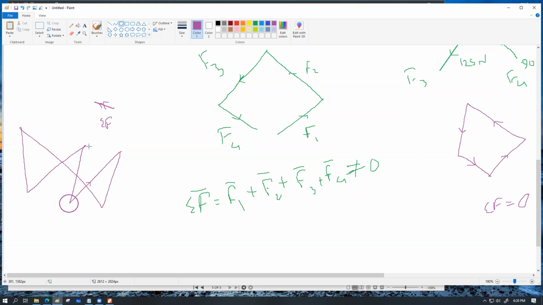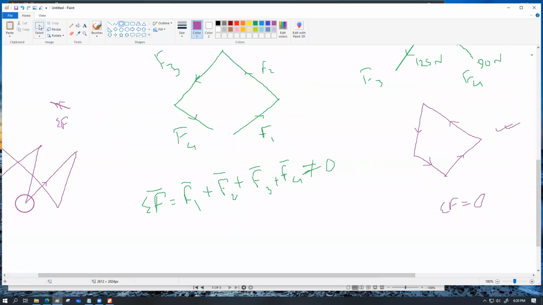Sir, yes sir, will the order matter? I mean, the order won't matter. If I take this out and place it over here, this actually doesn't change the equation. That's why order wouldn't matter.